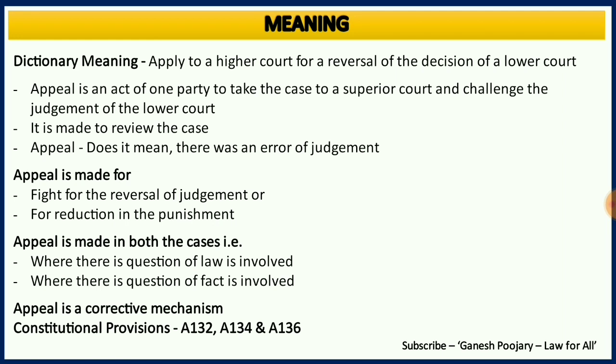Now, why are appeals made? Appeals are mostly made to fight for the reversal of the judgment or for reduction in the punishment. Now, when can an appeal be made? Wherever there is a question of law or whenever a question of fact is involved, there can be an appeal in those cases. If you want to see the constitutional provisions related to appeal, you have to refer to Article 132, 134 and 136, which I am going to touch upon in my next slide. So that's all for the first slide. Let's get into the sections now.